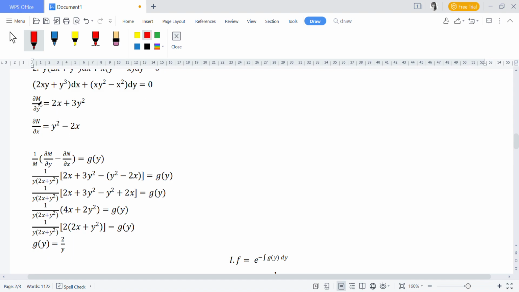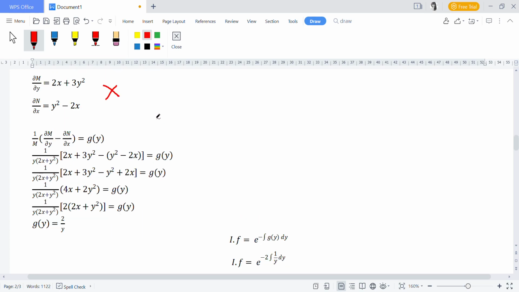Let's solve for the partial of M in terms of y by using this equation and deriving this with respect to y. So the derivative of 2xy is 2x plus the derivative of y cubed is simply 3y squared. And let's solve for the partial of N in terms of x by using this equation and deriving this with respect to x. So the derivative of xy squared is simply y squared, and the derivative of negative x squared is negative 2x.